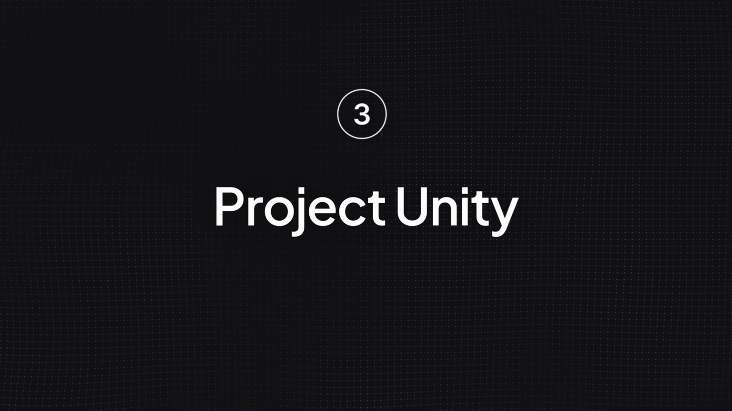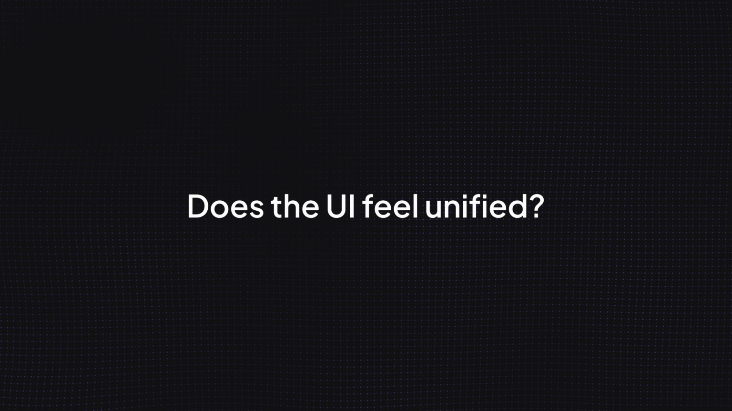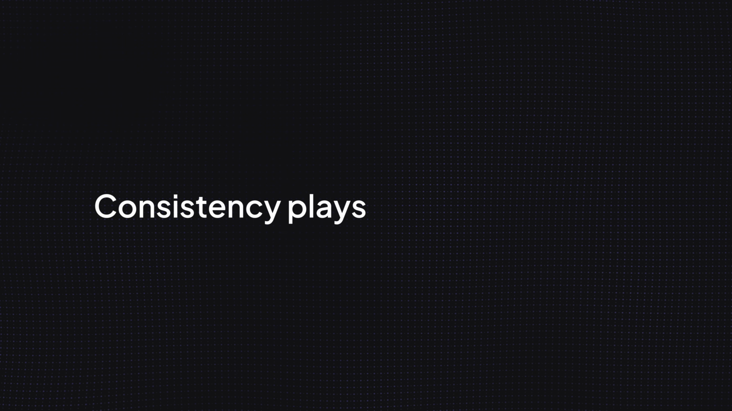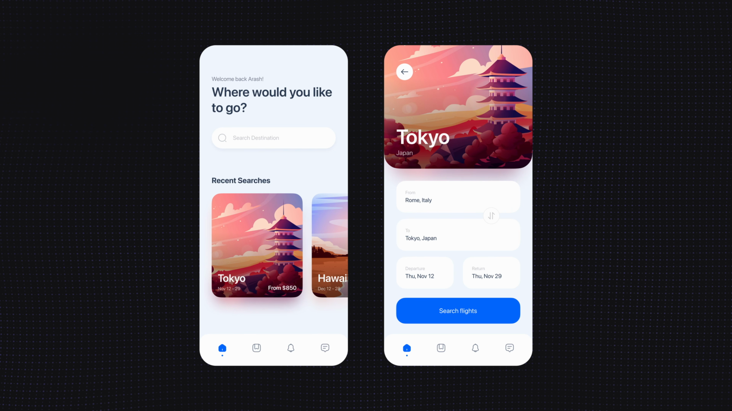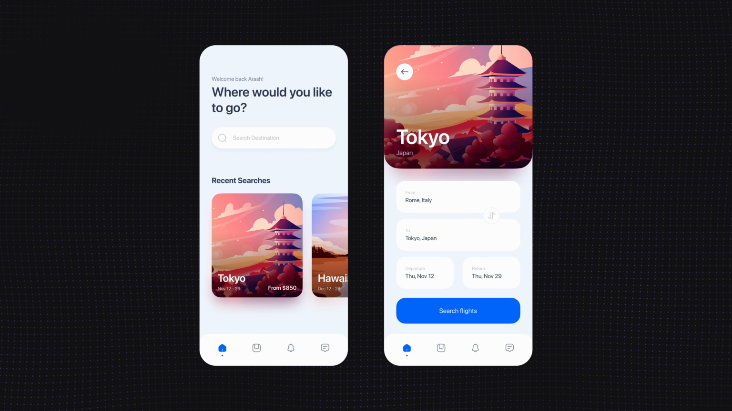Number 3, check the unity of your project. This is something that many designers forget to pay attention to. Ask yourself, does the UI feel unified or does it look like different parts of the project belong to different designs? When it comes to unity of your project, consistency plays an important role. So you need to make sure that all your elements are designed consistently in terms of styling, colors, size, etc.